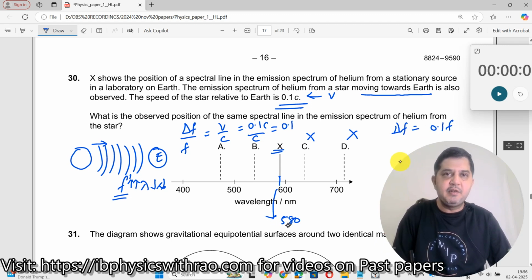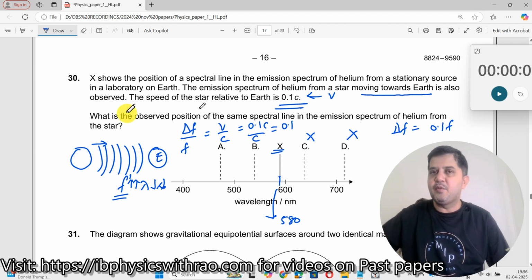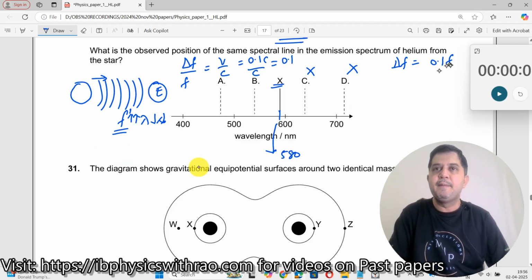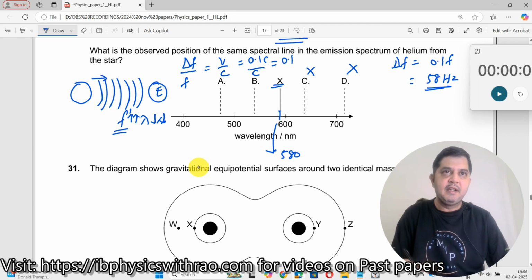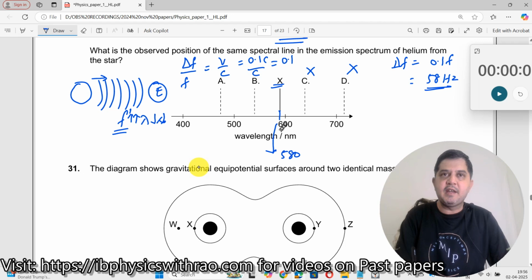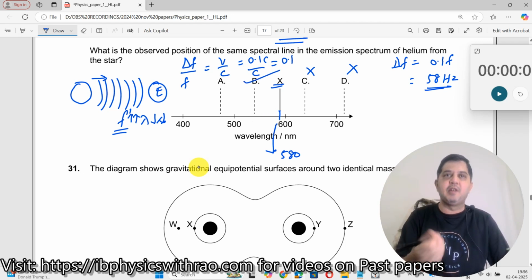What was the frequency we took? We took 580 over here. So 0.1 times 580 would be 58. The change would be 58. If that is the case, the change in wavelength will also be close to it. If this is what it is, then the change in wavelength should also be small. It cannot be very far away here. Therefore, B should be right.